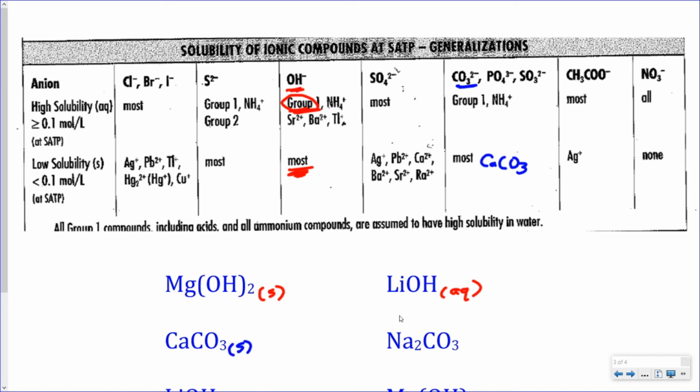so calcium carbonate is solid. Sodium carbonate, on the other hand, again, we look up carbonate, but sodium is a group 1 metal, so that means sodium carbonate is going to fit in here. And what does that tell me about the state? It has high solubility, or it will dissolve quite a bit, so we write its state as aqueous.